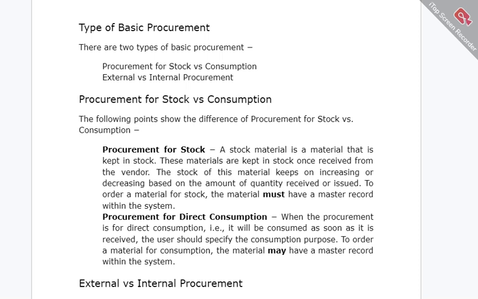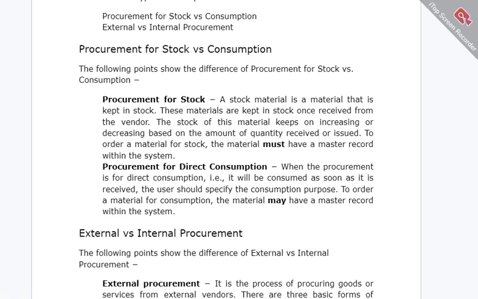In this video, we are discussing SAP MM Procurement. Types of basic procurement. There are two types of basic procurement: procurement for stock versus consumption, and external versus internal procurement. So, procurement for stock versus consumption.